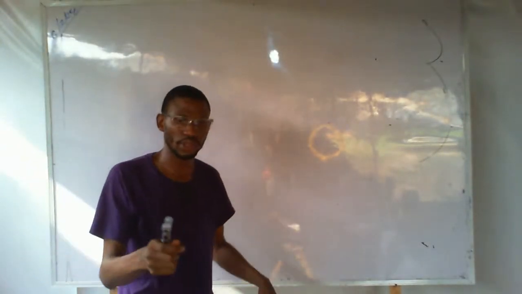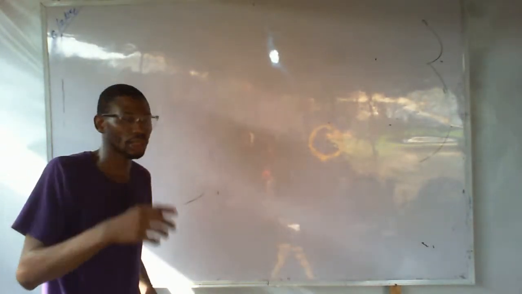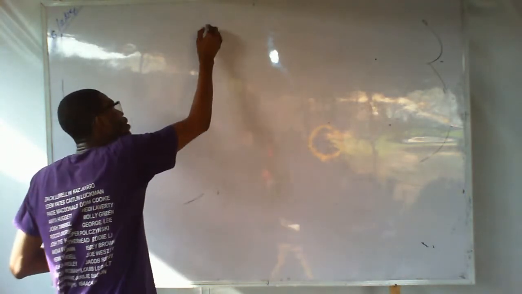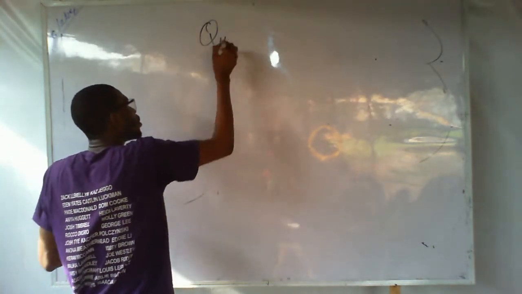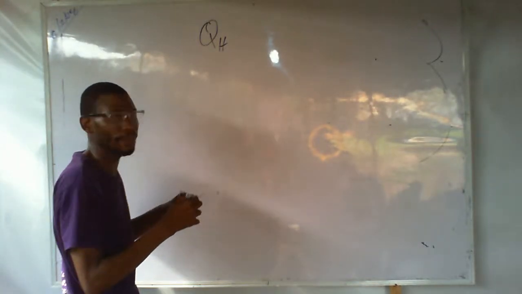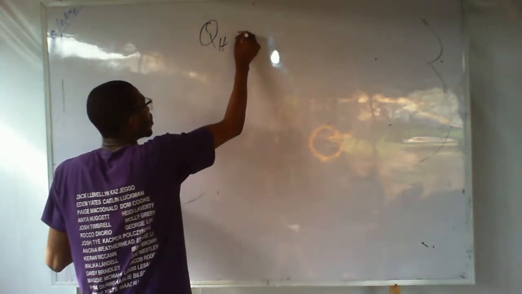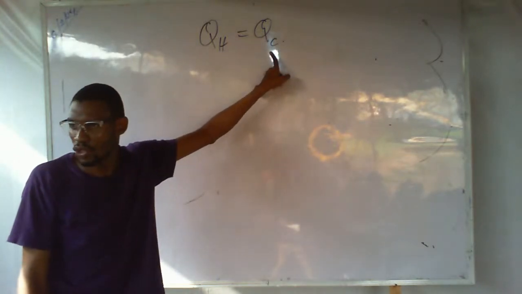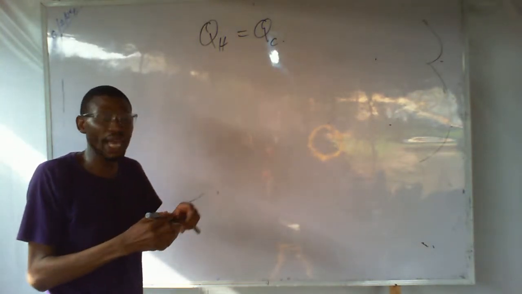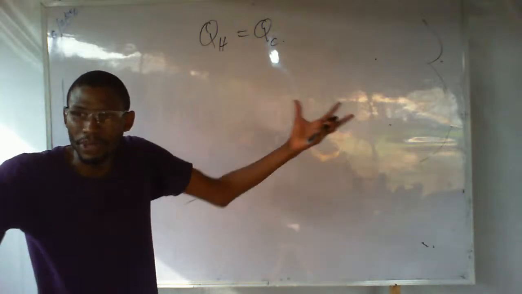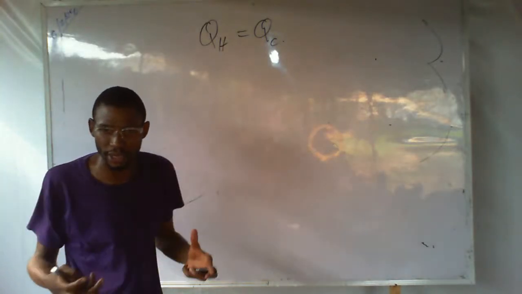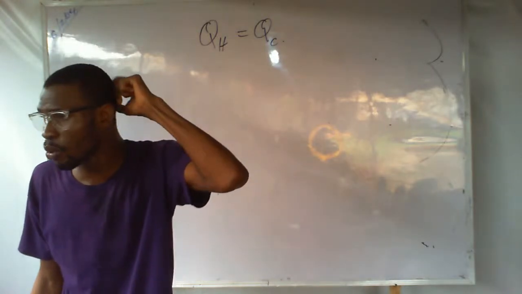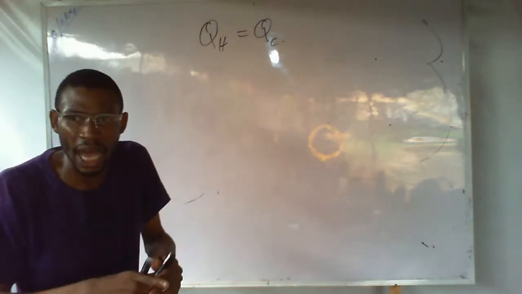Look at the board, please. What is the principle? Conservation of energy. Heat lost by the hot body equals heat absorbed by the cooler body. This one represents the quantity of heat absorbed by the cold body, and this one represents the quantity of heat lost by the hot body. Now see what will happen.